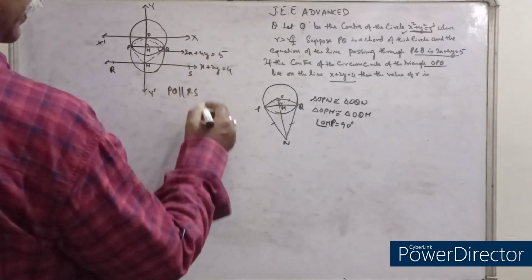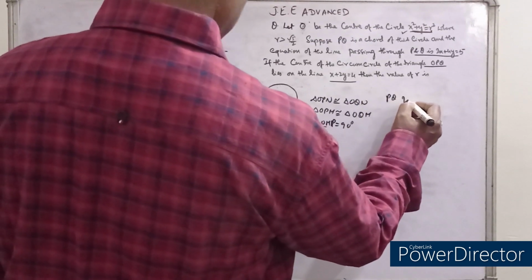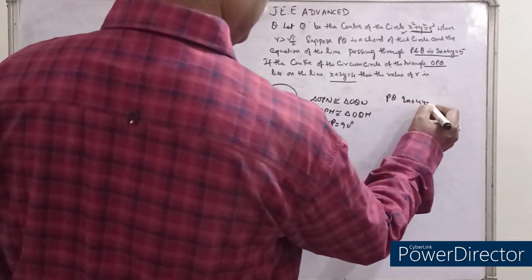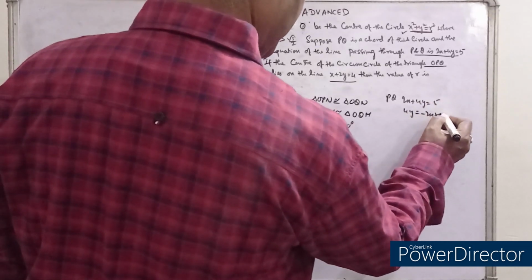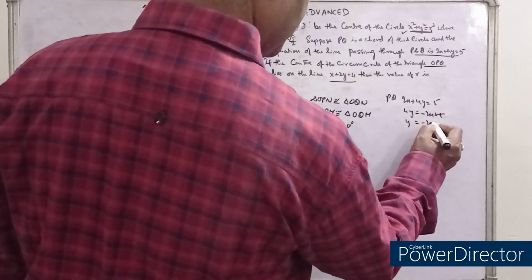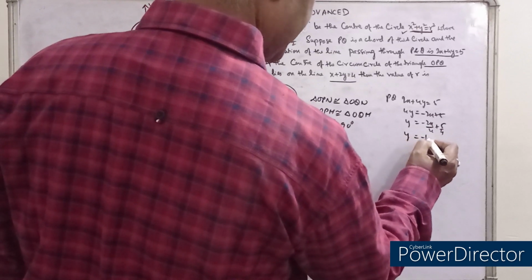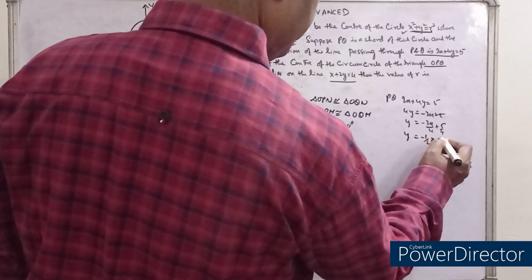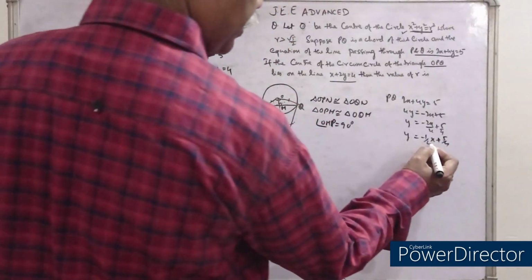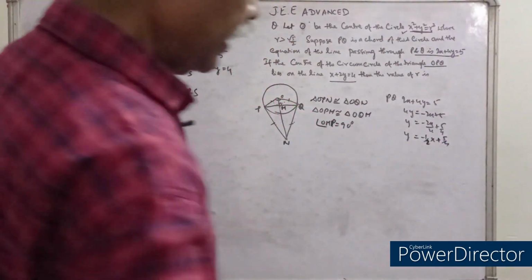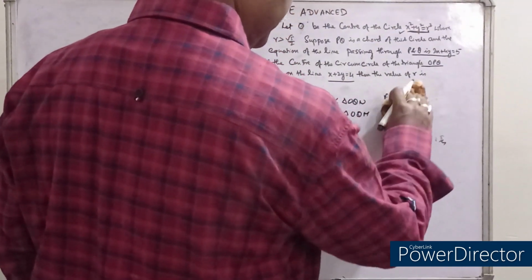Here you see, for the PQ line, 2x plus 4y is equal to 5. So 4y is equal to minus 2x plus 5. So y is equal to minus 2x by 4 plus 5 by 4. So y is equal to minus 1 by 2x plus 5 by 4. Let me write it clearly again for you.